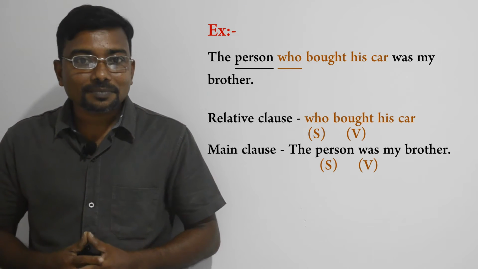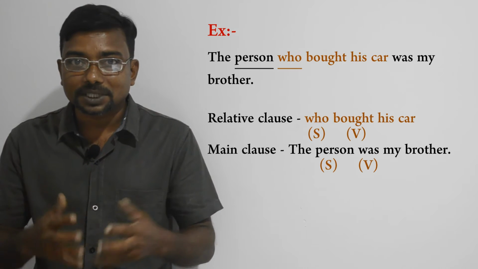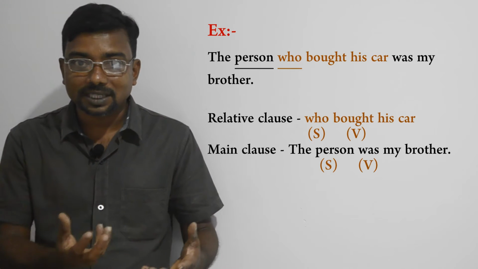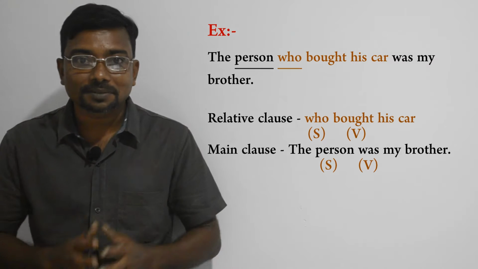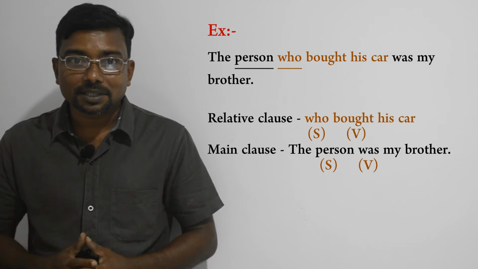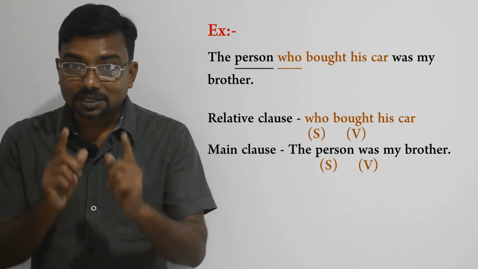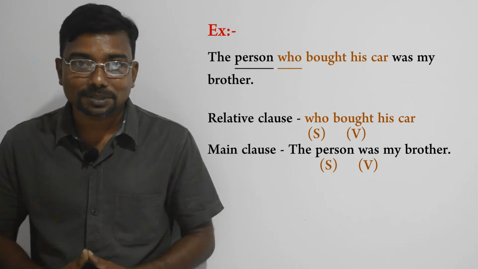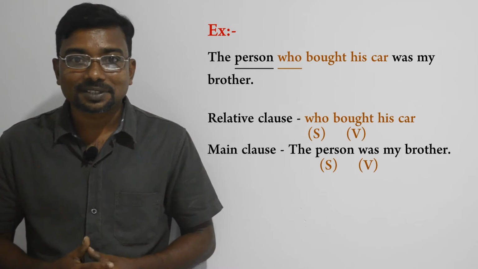Here also the subject is who, because we know a subject can be a noun or pronoun. So here who acts as a relative pronoun, and therefore it's the subject, and bought is a verb, so it also includes a subject-verb combination. We call this clause a relative clause because it begins with a relative pronoun.